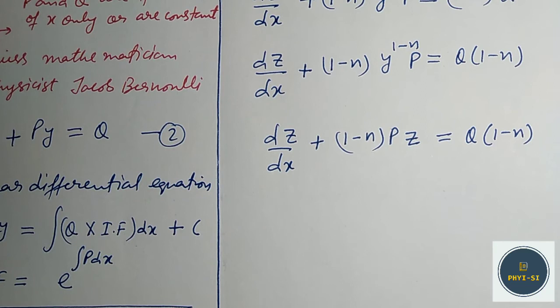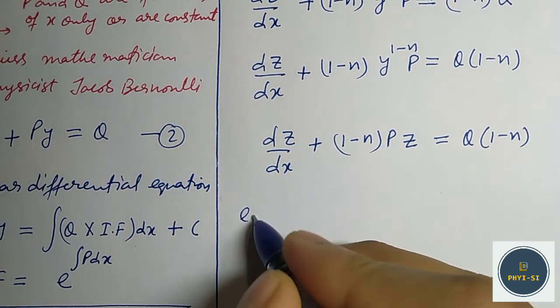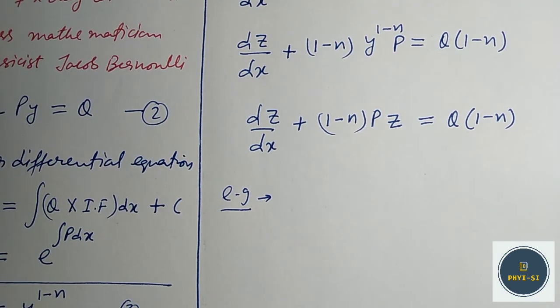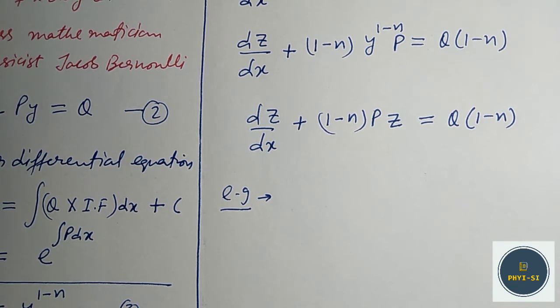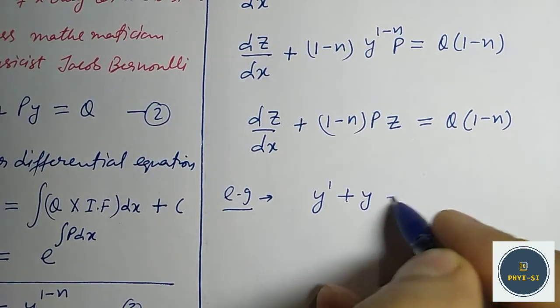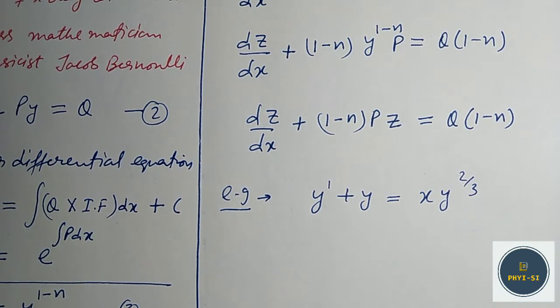Now there are many examples on this particular equation. For example, I'm not going to solve this equation. You can do it on your own, because you just need to learn the methodology. Other things are straightforward and easy. So this is a kind of equation: y' plus y is equal to x times y raised to power 2 by 3. So this is a type of Bernoulli differential equation.